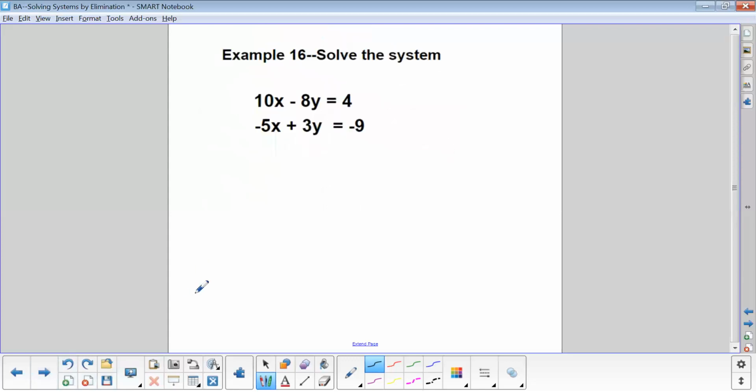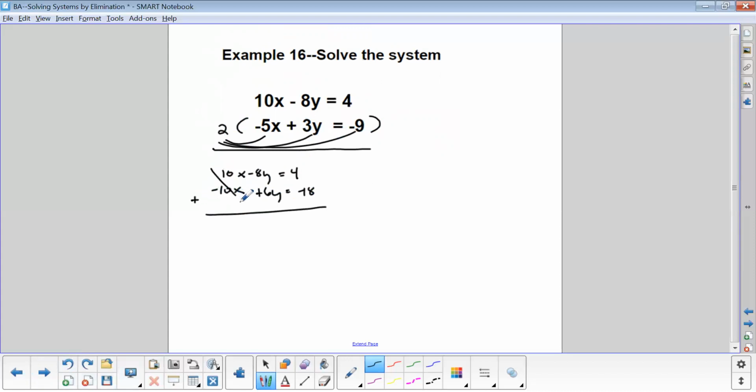So we'll look at one more. And remember what your goal is. Your goal is to eliminate either x or y. And I can't multiply 3 by anything to make it 8, and I can't multiply 8 by anything to make 3, whole number that is. So what I'm going to do is multiply the second equation here by 2 and just rewrite the first equation. So the second equation would be negative 10x plus 6y is equal to negative 18.